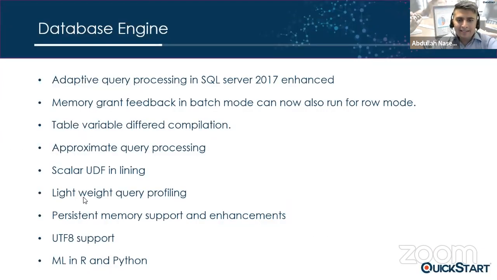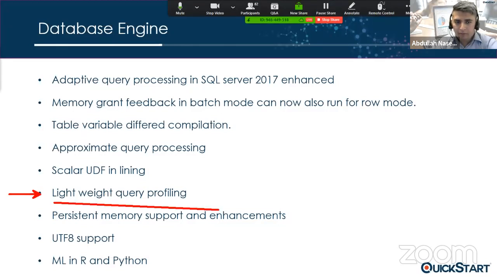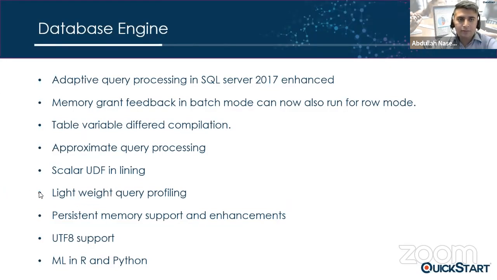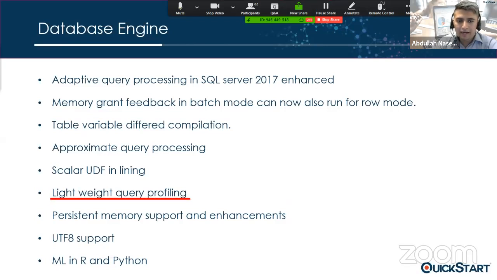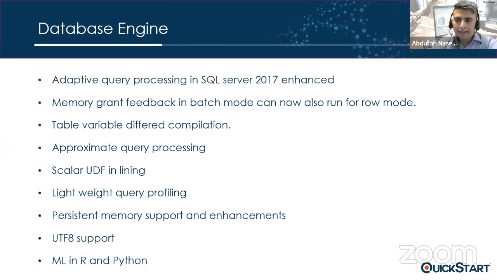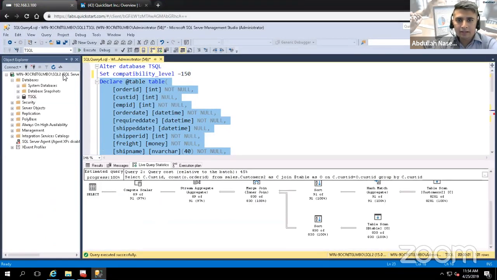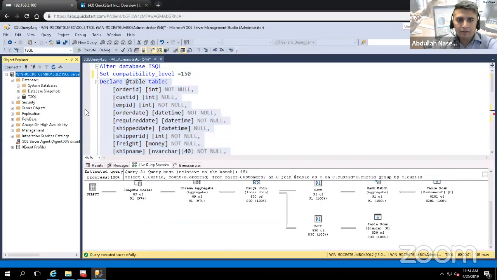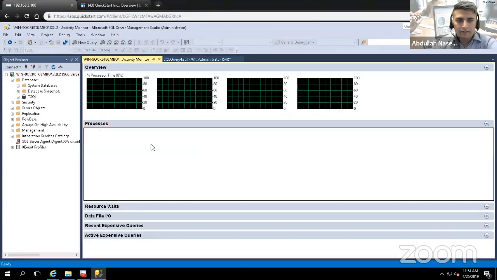Now in SQL 2019, you have lightweight query profiling. What I just showed you, live query statistics, was something that an individual can do for their own query. Lightweight query profiling is something that a DBA can do against any session. It's the same thing, but you can do it against any session. So you go to the activity monitor, you go to any process, and you can profile that. You can look at what the execution plan is and what records it's retrieving. You can monitor and profile that entire query.